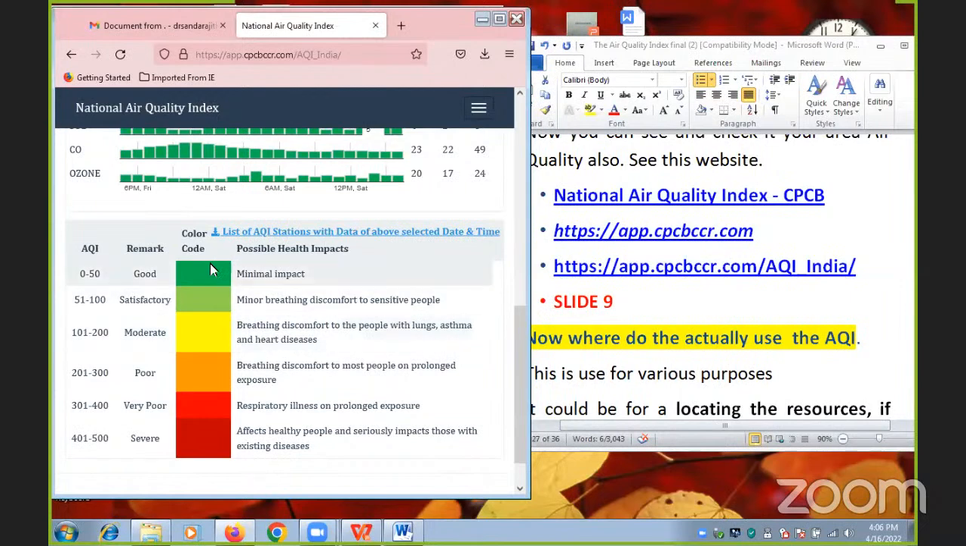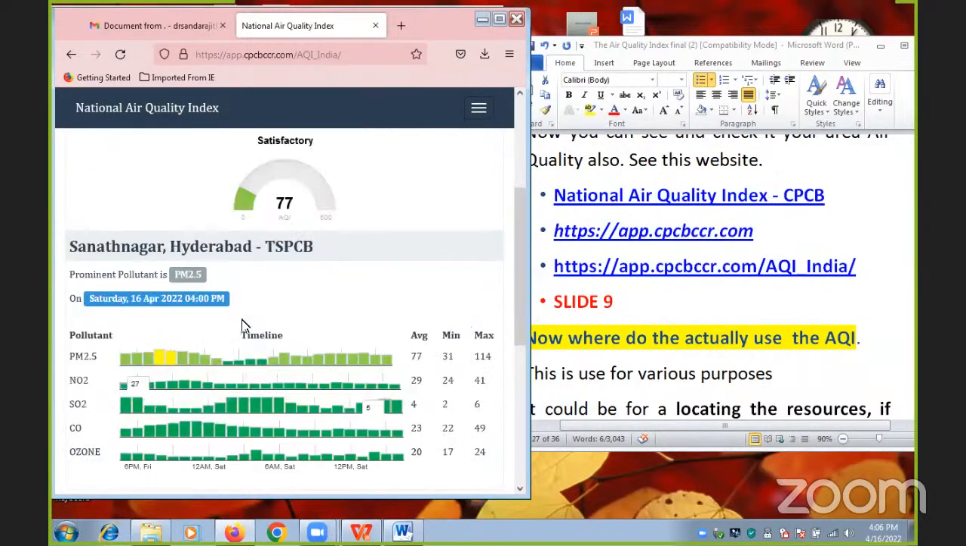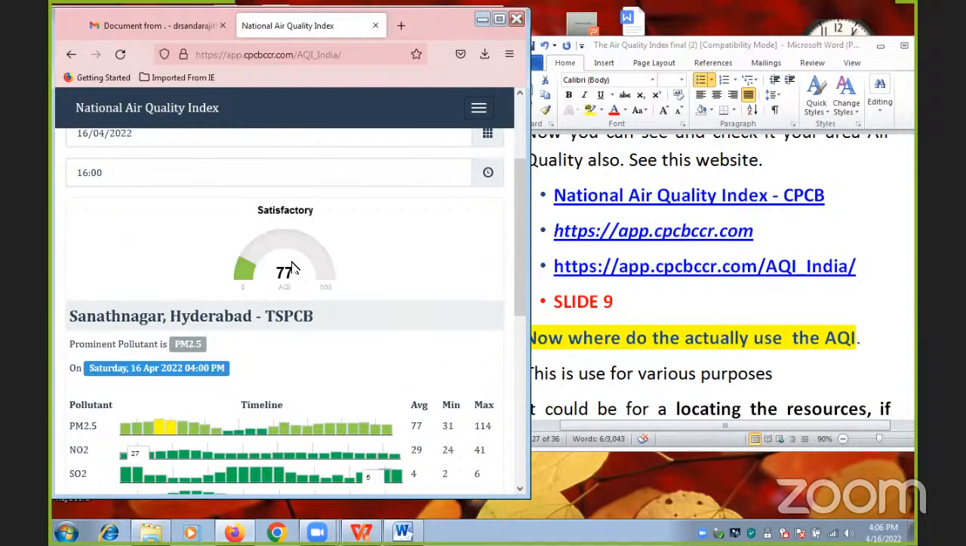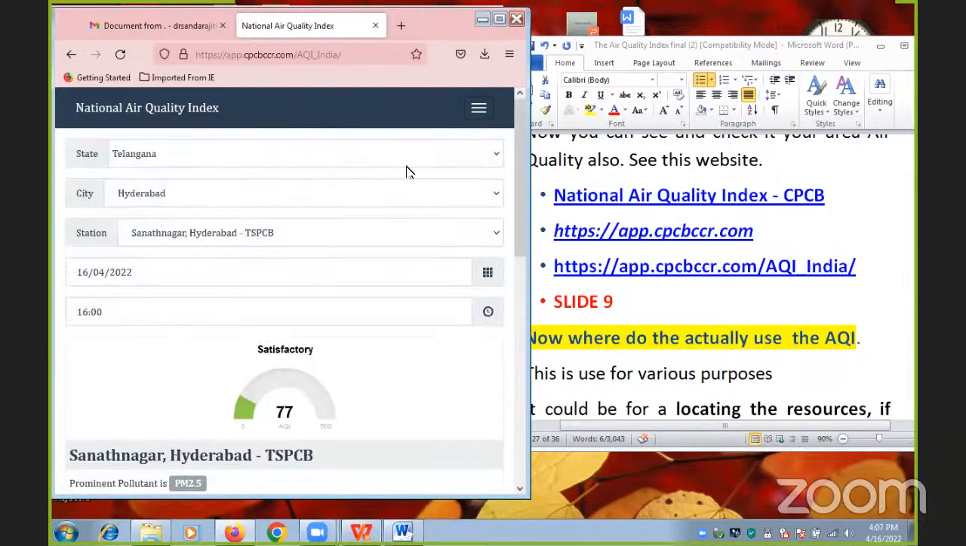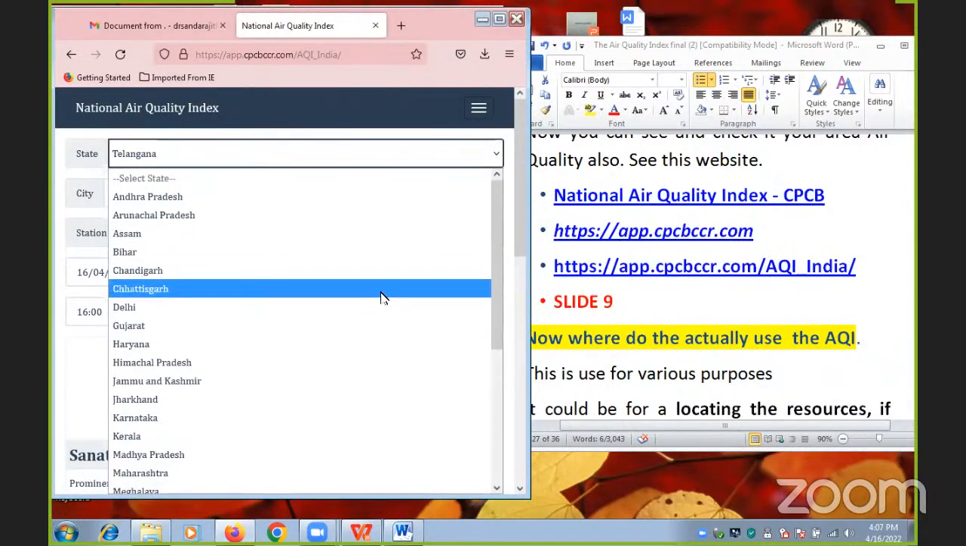So this is the India Air Quality Index, right? So good, satisfactory, moderate, poor, very poor, severe. So now today it is 77. What is that? Satisfactory. So it means between 51 to 100, right? So that is minor breathing discomfort for sensitive people, right? So you can check any state, right?